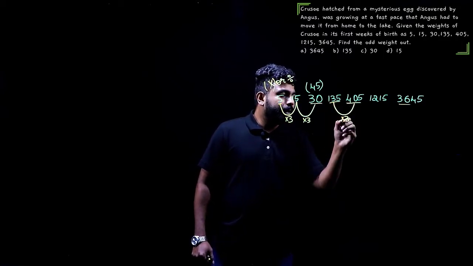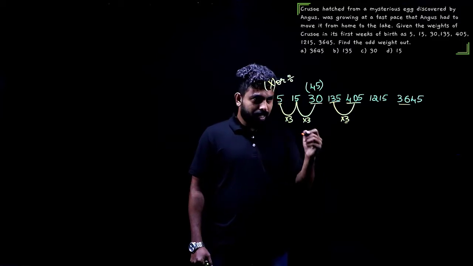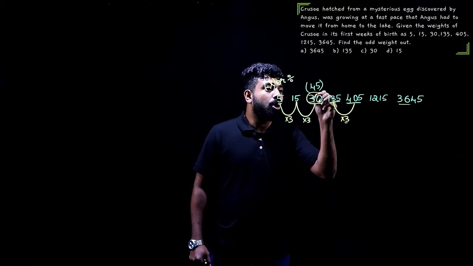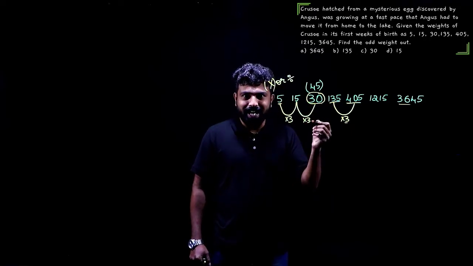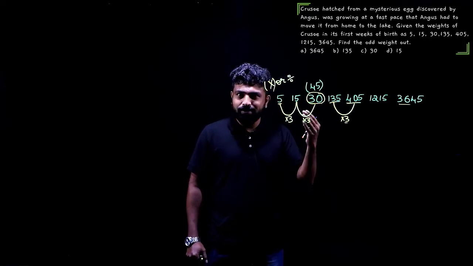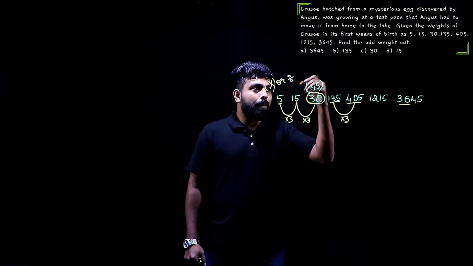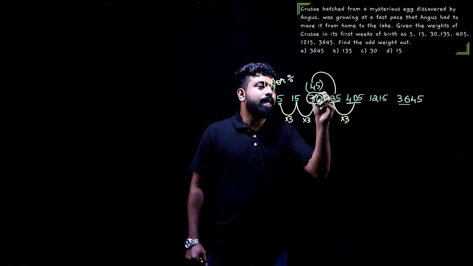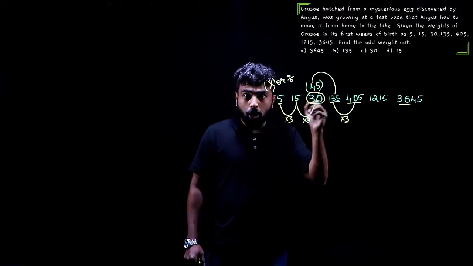Fourth term multiplied by 3 is giving me my fifth term. Hence, my logic here is correct. Hence, my term here, 30, must be the wrong term, which will be my final answer. But let me verify it. How do I verify it? Take 45, multiply it with 3. If I get 135, then it is confirmed that my 30 will be the wrong term there.